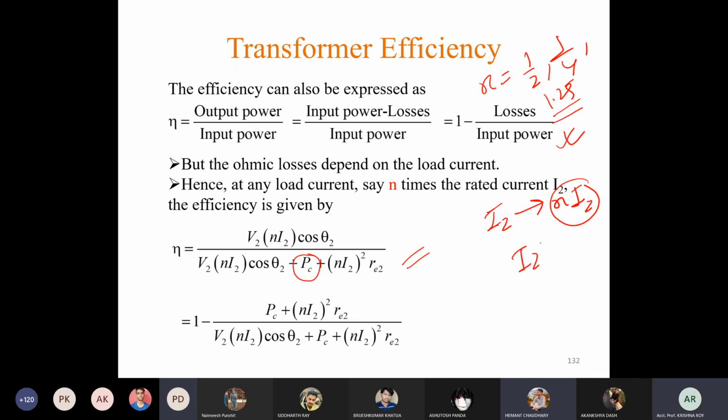So this is the rated current. When the machine is underloaded, suppose half loaded, in that case this I2 will be half times I2. That is the concept.